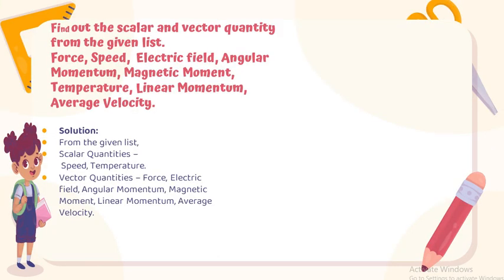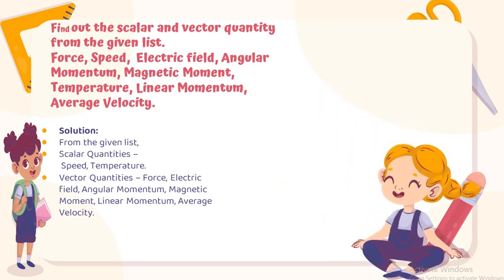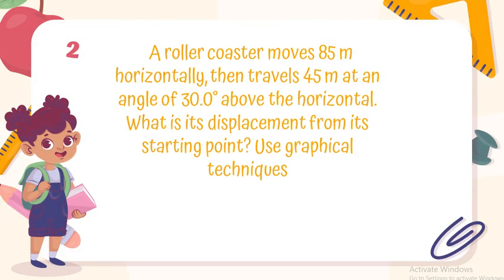Now find out the scalar and vector quantities from the given list, for speed. Scalar quantities include speed and temperature, whereas vector quantities include force, electric field, angular momentum, magnetic moment, linear momentum, and average velocity. These all are vector quantities.